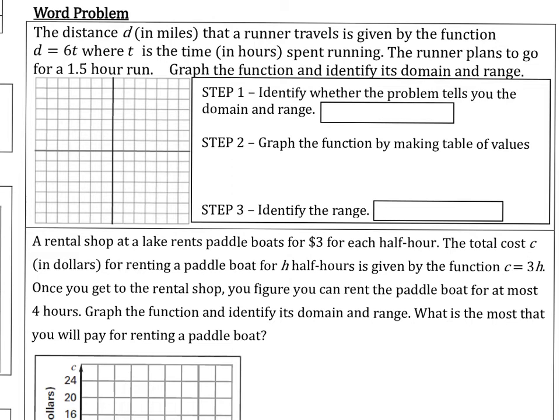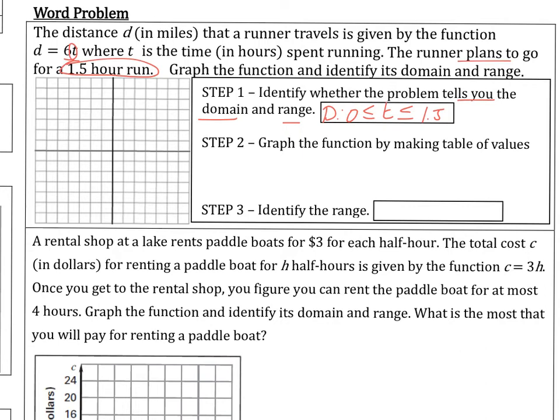So the first thing you do, you need to identify whether the problem tells you the domain or the range. And it does. It says that the runner plans to go for a 1.5-hour run. So t here is our domain. 0 less than or equal to t less than or equal to 1.5. Now, step 2, graph the function by making a table of values.